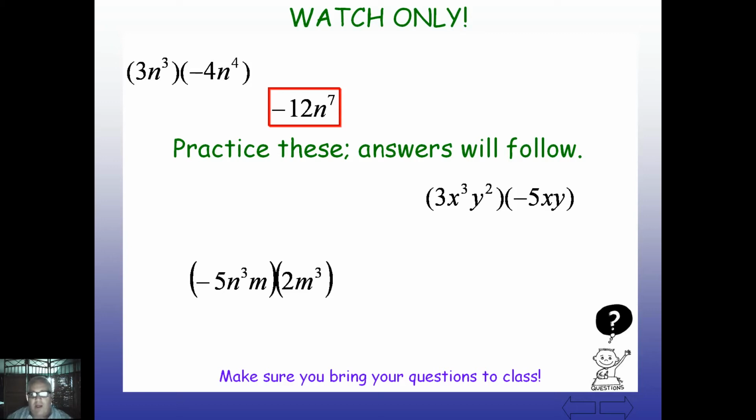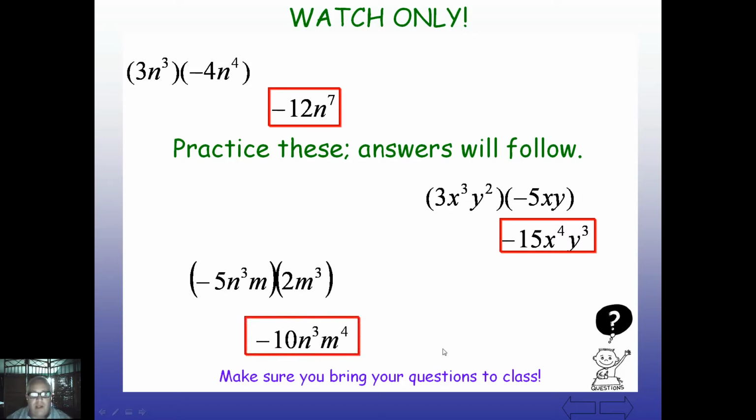Okay then, let's take a look at our first one here. You've got 3x cubed y squared times -5xy. Well, we know that we're going to end up with another negative answer because of the positive and negative. And let's see what you got. Hopefully you got -15x to the 4th y cubed. And how about the bottom one here? Let's check your answer on that one.